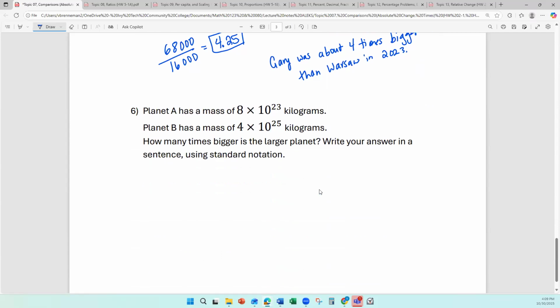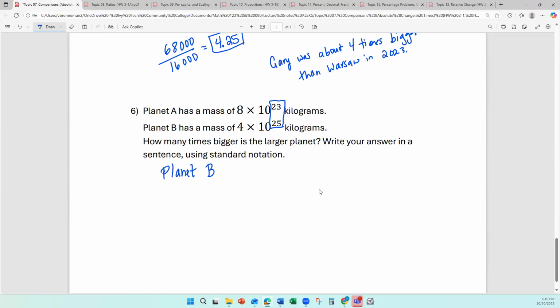We're given their mass in scientific notation. So first, how many times bigger is the larger planet? First, we have to figure out which one is bigger. So when you're comparing numbers in scientific notation, the size of the number is first determined by the power of 10. Larger power of 10 is bigger number. You only look at the actual number parts if the powers of 10 are identical. So here, the 25th power is a bigger number than the 23rd power. So planet B is larger.